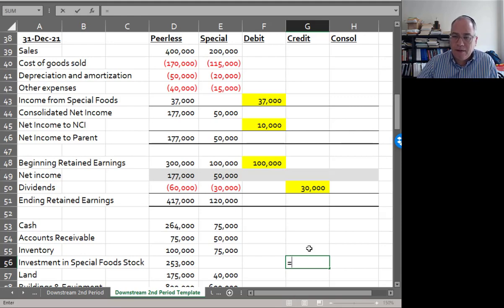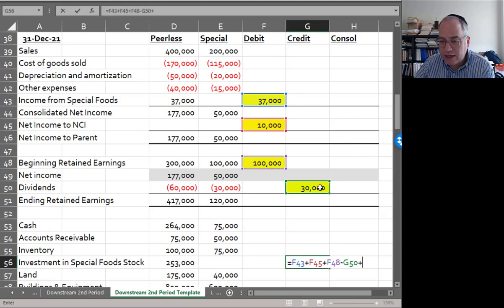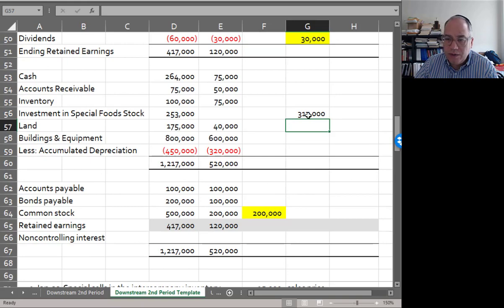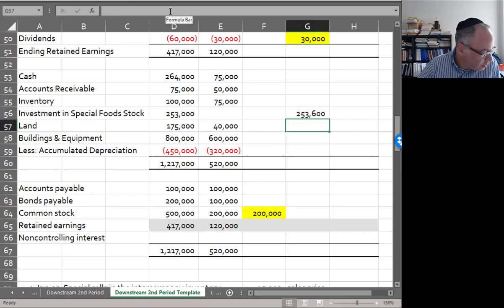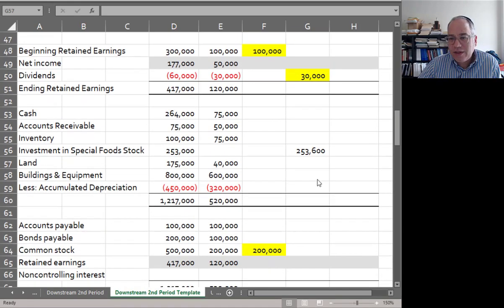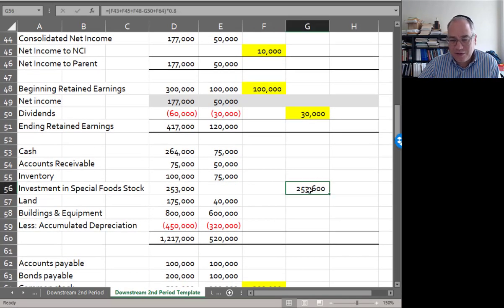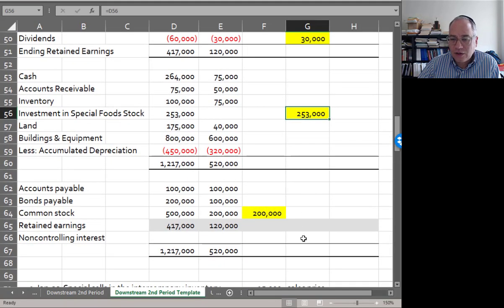So that would be 37,000 plus 10,000 plus 100,000 minus 30,000 plus 200,000 would be a credit to the investment account of $317,000. Excuse me, it would be 80% of this because we have a non-controlling interest, $253,600. And that's where things changed from the previous chapter. It's not going to be $253,600. It's going to be just $253,000. And the non-controlling interest here is going to be the plug.